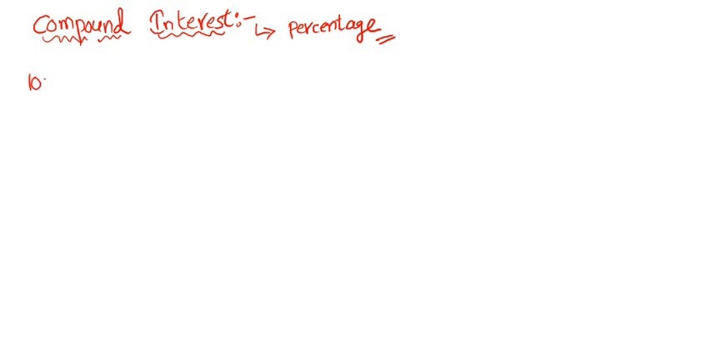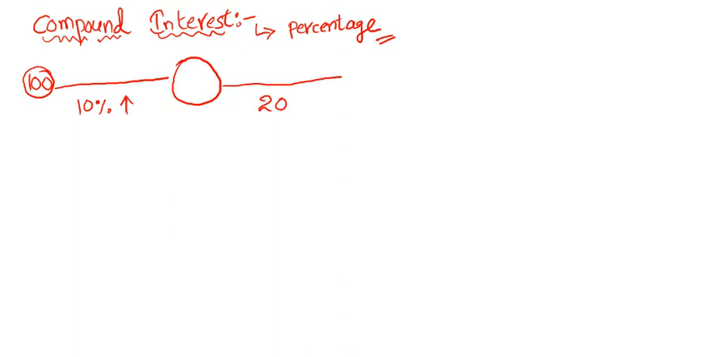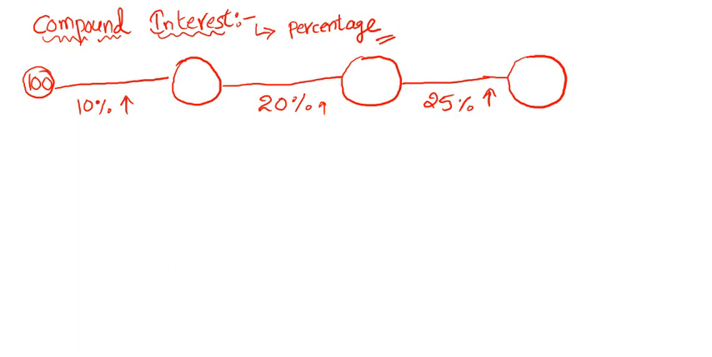First there is a number 100. Initially it is incremented by 10%, and again it is incremented by 20%, and again it is incremented by 25%. Then what is the final increment? What is the total increment?